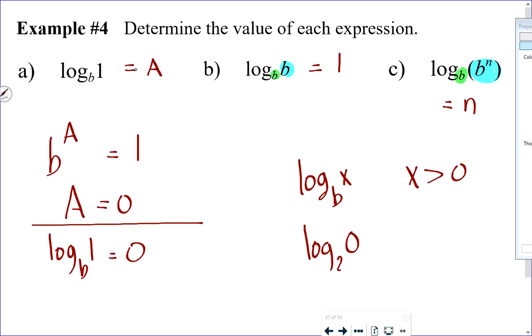I'm saying this. What number do I put up there to get 0? Well, 2 is a positive number, and 2 raised to any number is never going to give you 0. It will always give you a value greater than 0. What about negative? What if I said, what is log base 2 of negative 3? Well, you cannot raise 2, which is a positive base, to an exponent and get a negative. So the argument must be greater than 0.